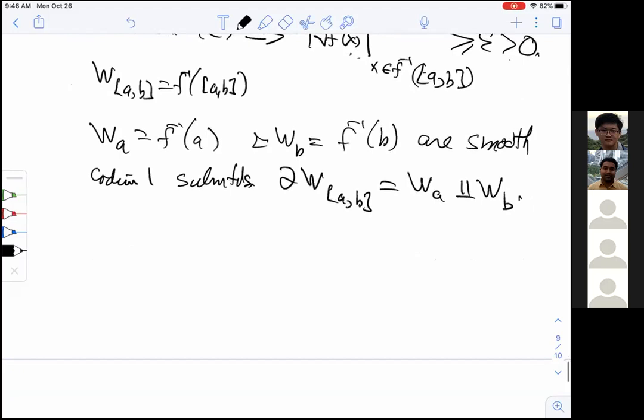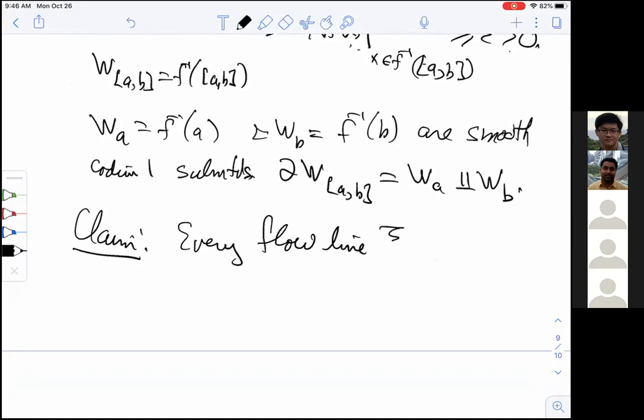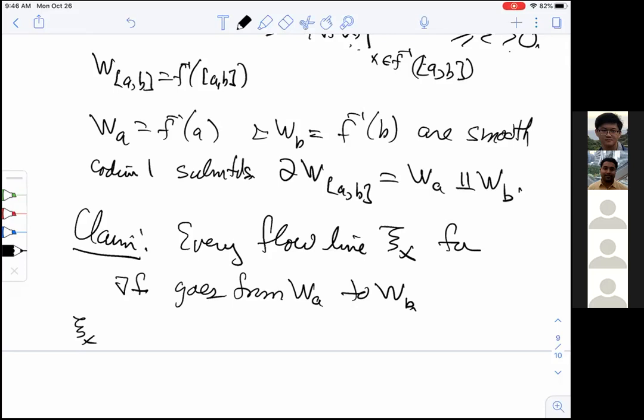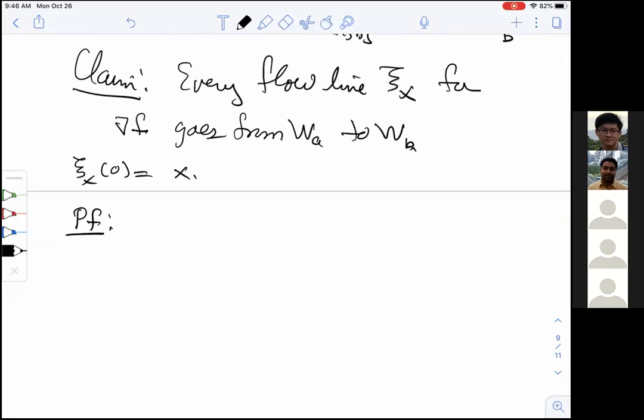Now, so I want to claim that the basic point to show here is that every flow line c_x for the gradient flow goes from W_A to W_B. So here I'm using c_x as a flow line whose value at zero is x. So it's a flow line initiated to start at x, a flow line for the gradient flow. Well, we've got to prove this. We don't have compactness working for us now.